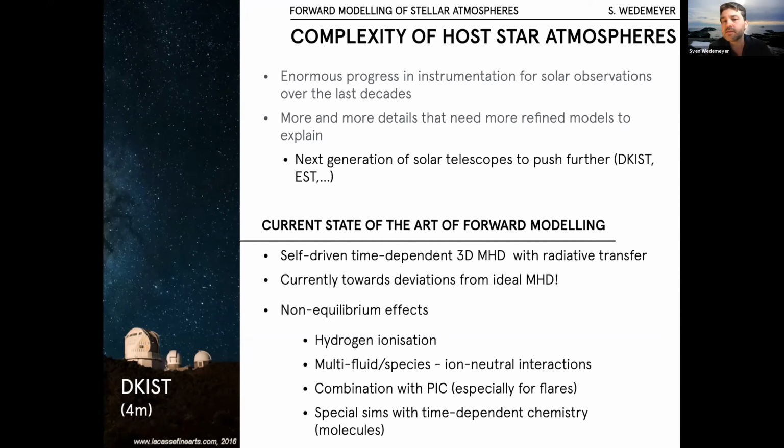And the current state basically is that you have self-driven, that means convection is developing by its own, time-dependent 3D MHD models with radiative transfer. That is what we have, the standard tool. And the next step we're seeing right now is the further development beyond ideal MHD. That means you take into account non-equilibrium effects. Hydrogen ionization is very important. There are first simulations with multi-fluid, multi-species methods, where you account for ion-neutral interactions. You combine this with particle-in-cell simulations, especially for flares, or even in some cases with chemistry for molecules. This is where we're going right now.